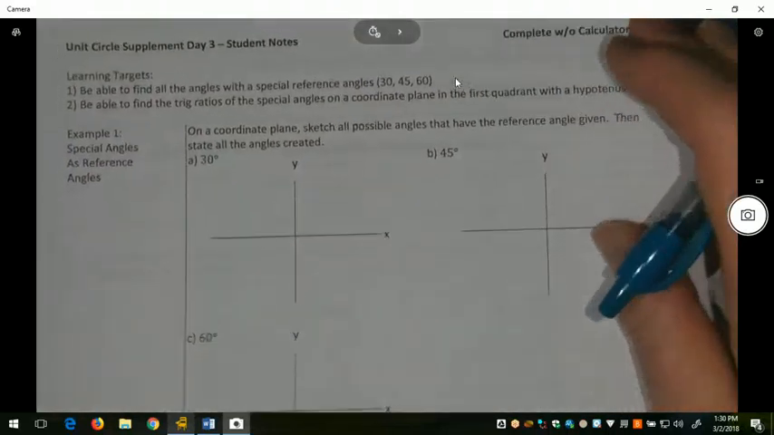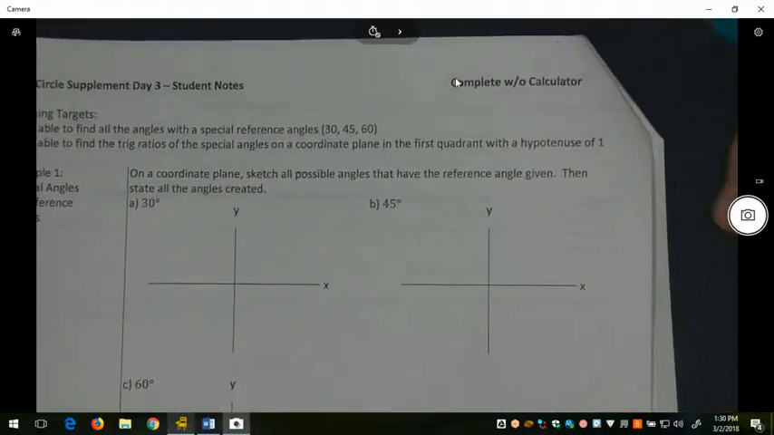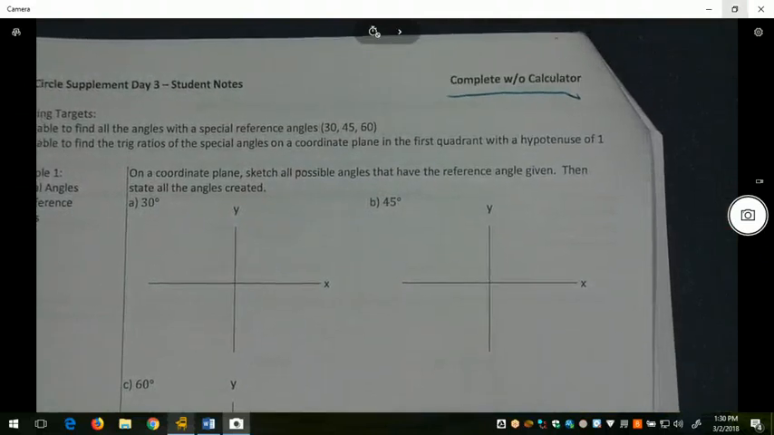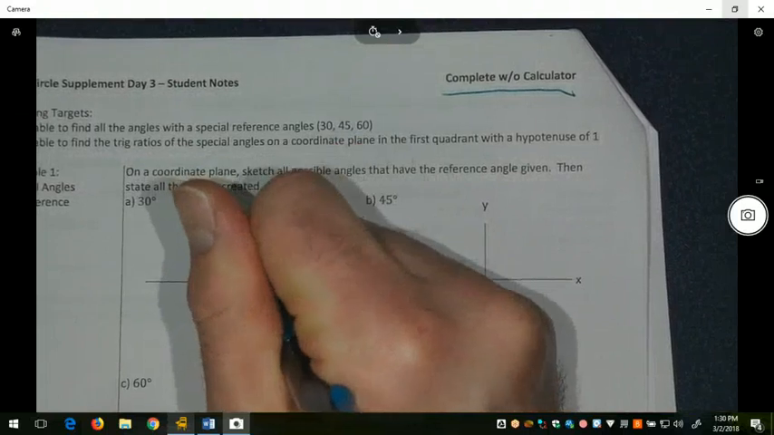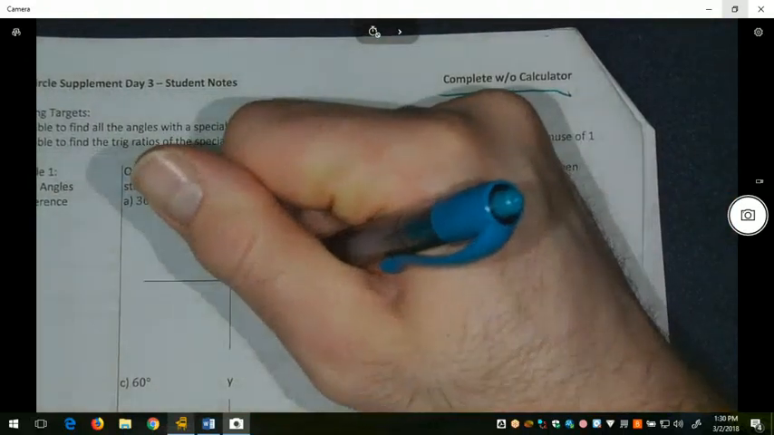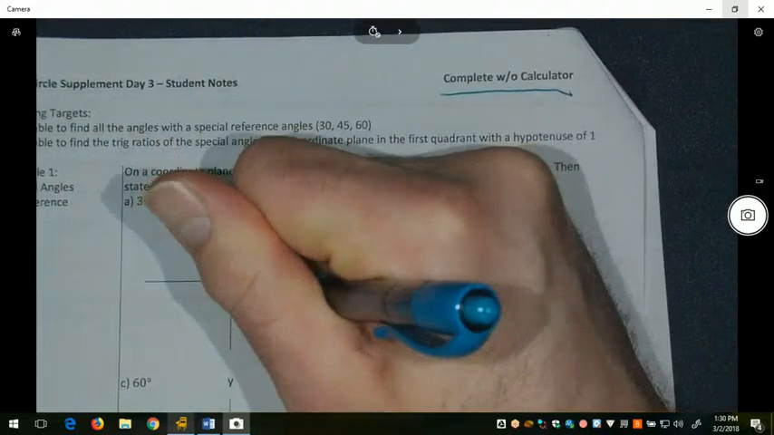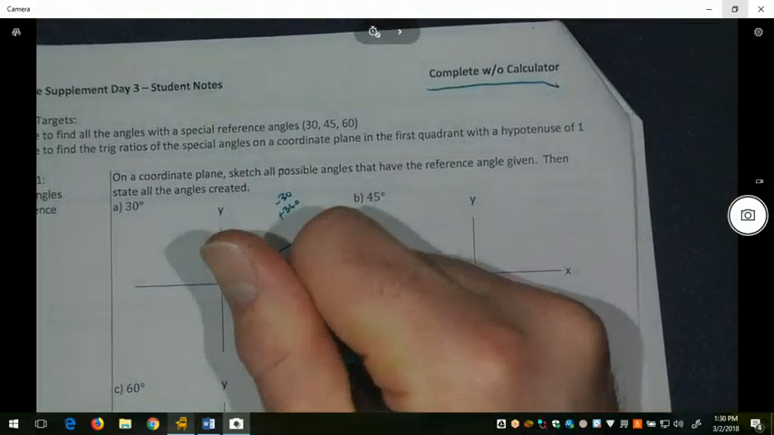We're going to look at this first one. On the coordinate plane, sketch all possible angles that have a reference angle of 30 degrees. This is to be done without a calculator. Well, the first one's easy. 30 degrees is roughly here. That's easy. Now the other angle down here, this is easy too. That would be negative 30 degrees, which would be equivalent to negative 30 plus 360, which would be 330 degrees.